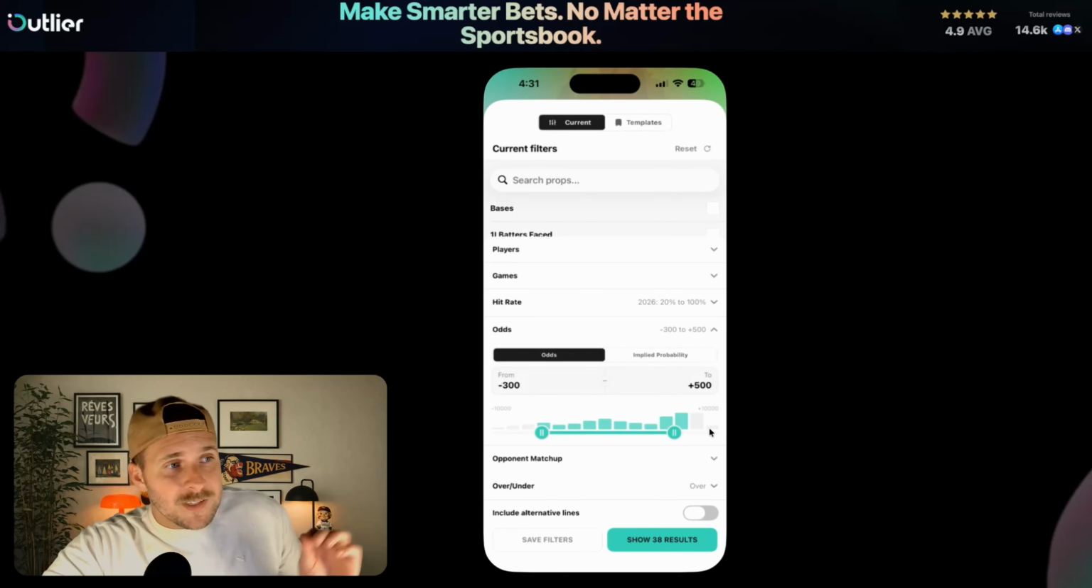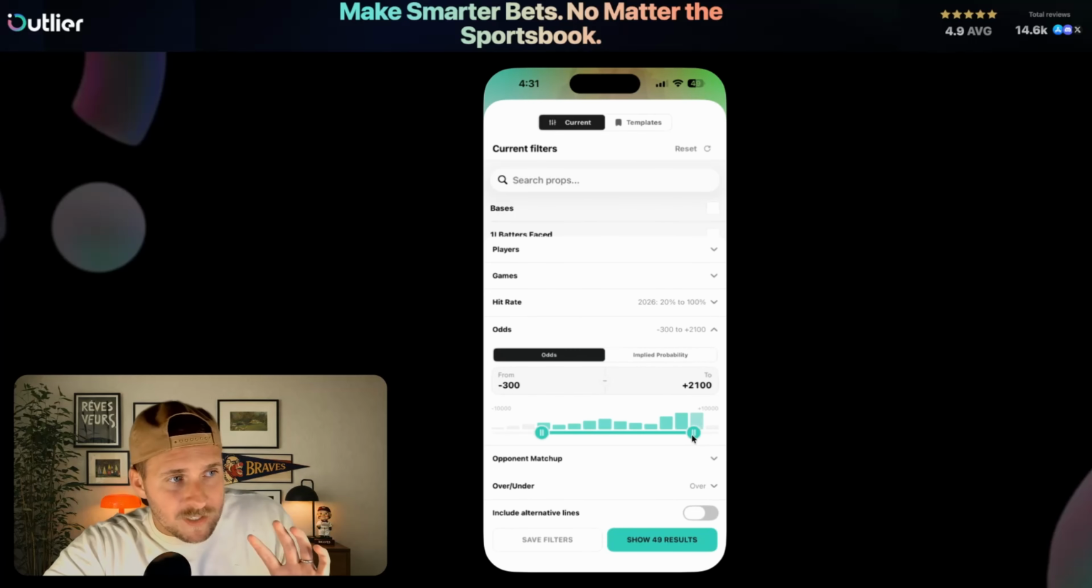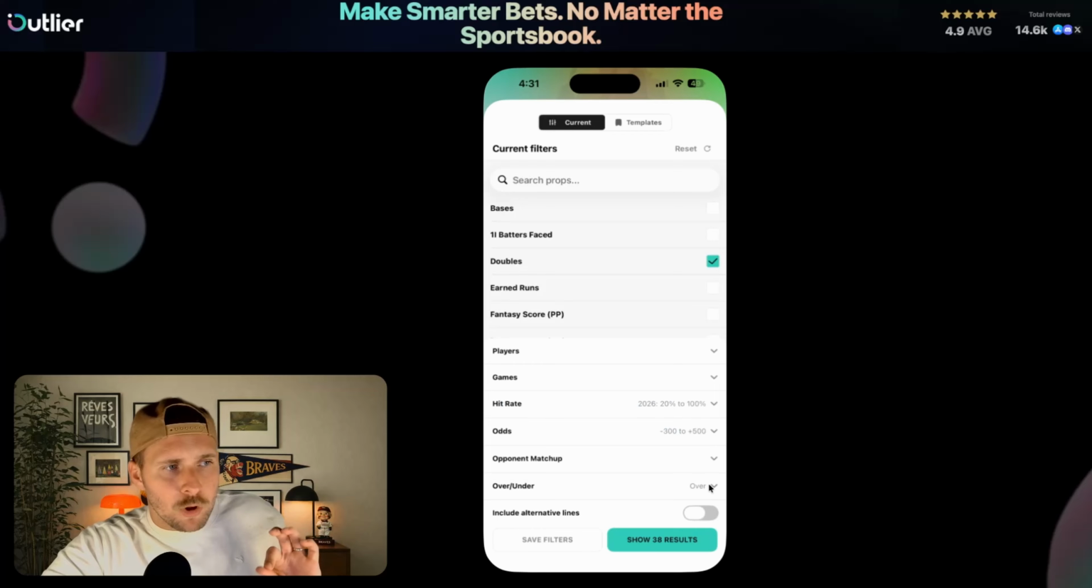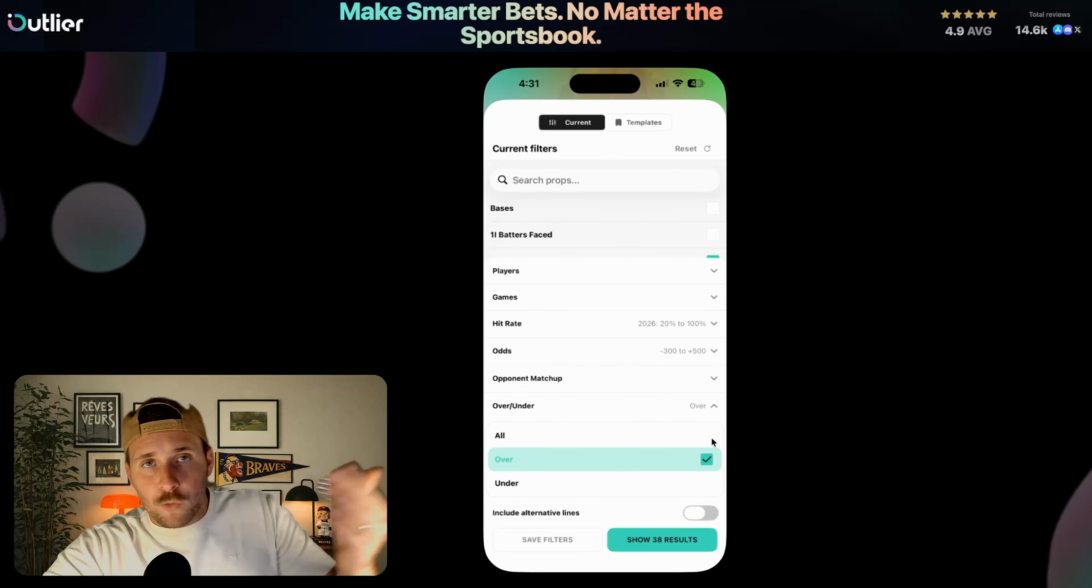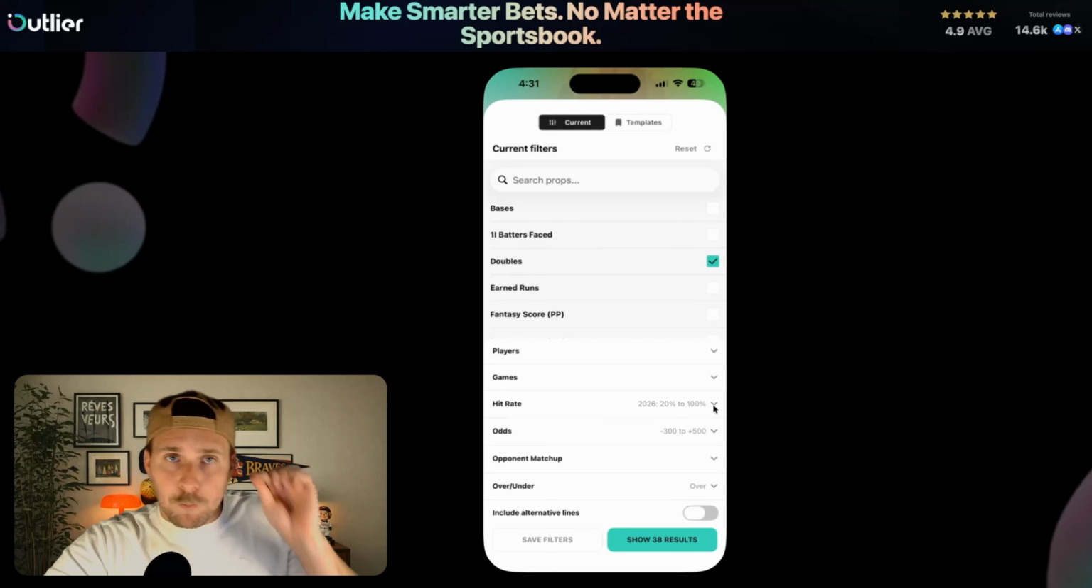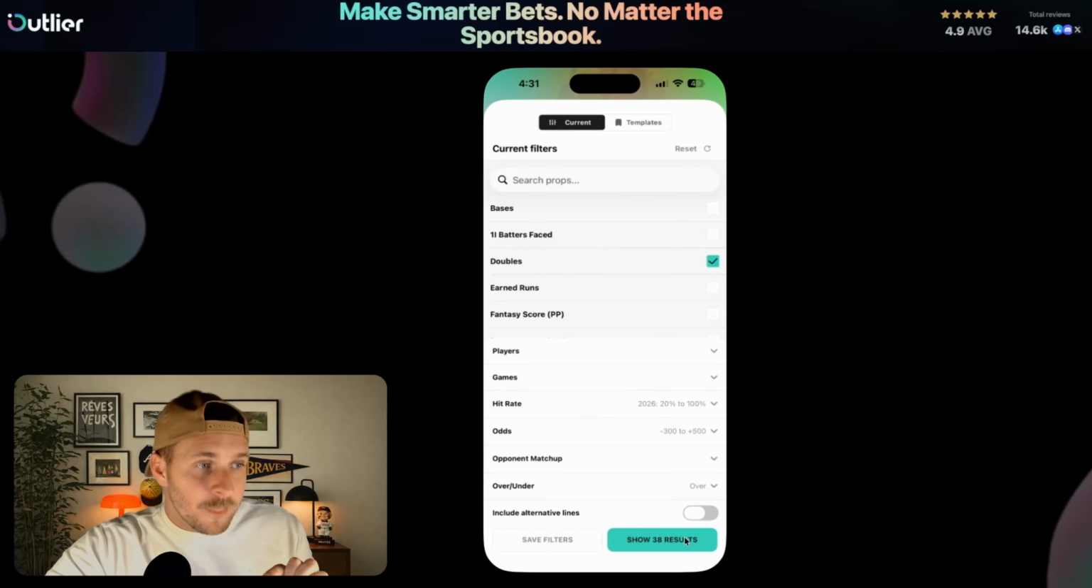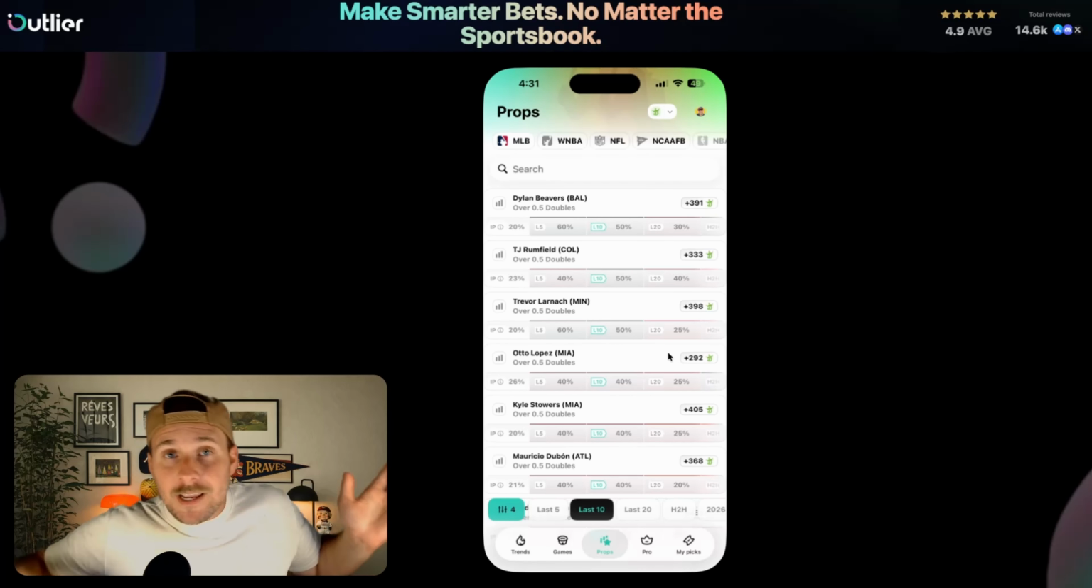Now, what I also do is I set my odds. You can feel free to adjust this however you would like, but I just leave this at roughly plus 500. So again, we are looking at 38 results, and then what I'm looking at is the over. You can look at all for over or under, but I am just looking at players to actually hit a double. Then from there, we can hit the 38 results and see exactly what we have.